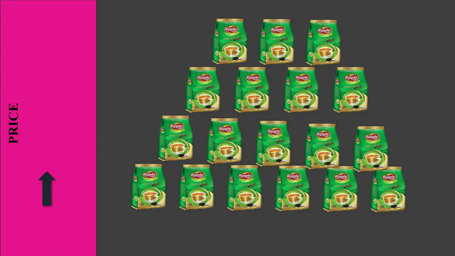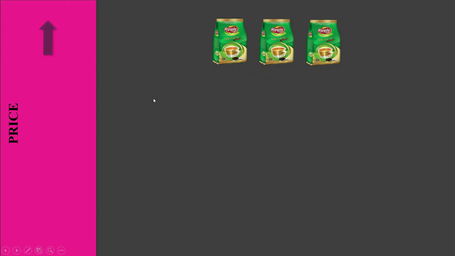For example, here we are showing the price of the commodity increases. If the price of the commodity increases, the quantity demanded will decrease. Again, the price increases, and again the quantity demanded decreases. It is called the law of demand. That means when the price increases, quantity demanded decreases.